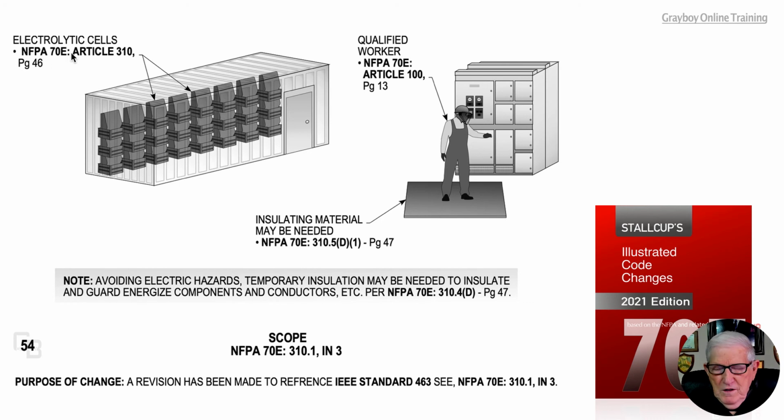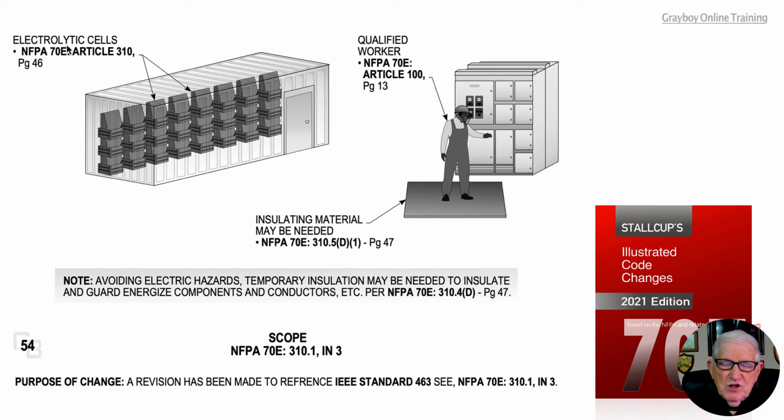Now, notice we can reference 70E 130.7D as in dog on page 38 and read about insulation requirements and use of insulated materials and equipment to guard and kind of isolate energized conductors and parts.